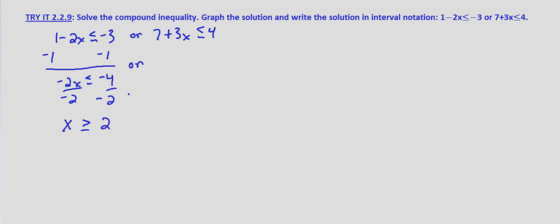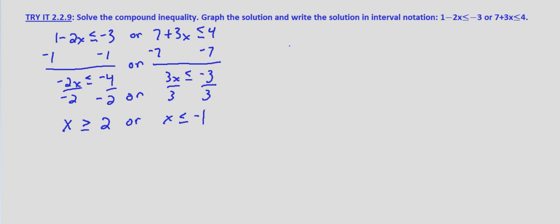Remember these are OR the entire way down. So we'll subtract 7 on the right-hand side. We get 3x is less than or equal to 4 minus 7 is negative 3. Divide both sides by 3. And even though it involves a negative, we didn't divide both sides by a negative, so this stays less than or equal to negative 1.